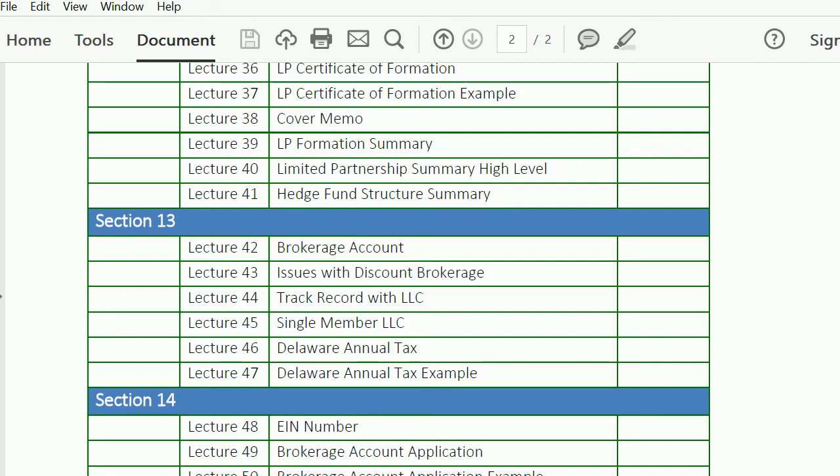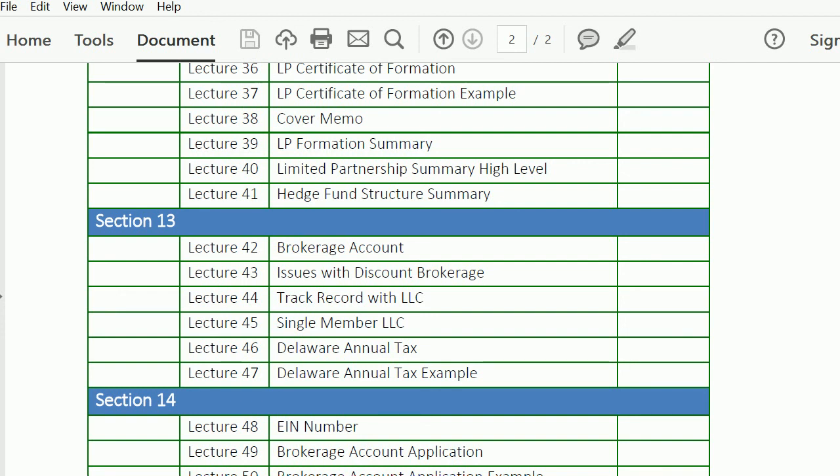In section 13, we'll talk about brokerage accounts. After you set up a hedge fund structure, many hedge funds trade through prime brokerages. But many people listening to this course may not have the funds to actually open a prime brokerage account, and you have to trade with discount brokerages. So we'll look at some of the discount brokerages, but we'll also look at some of the issues that might come up by using a hedge fund structure with a discount brokerage. Then we'll talk about the best structure to overcome some of the barriers with discount brokerage.